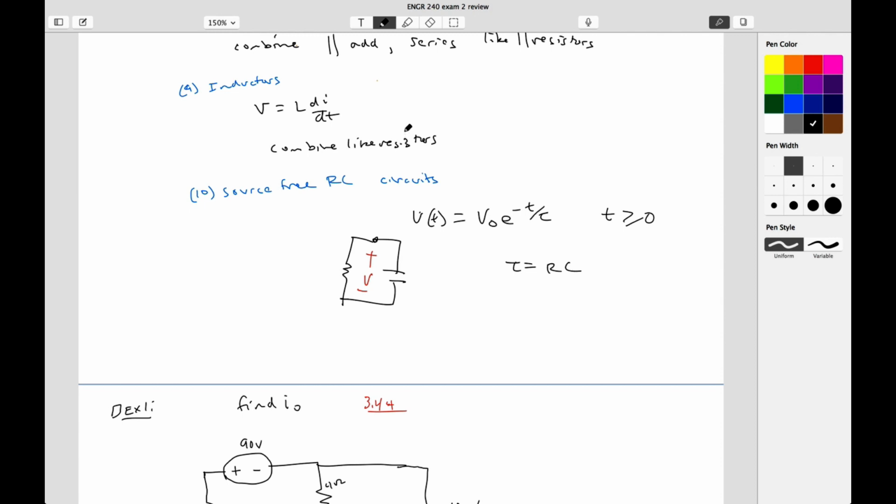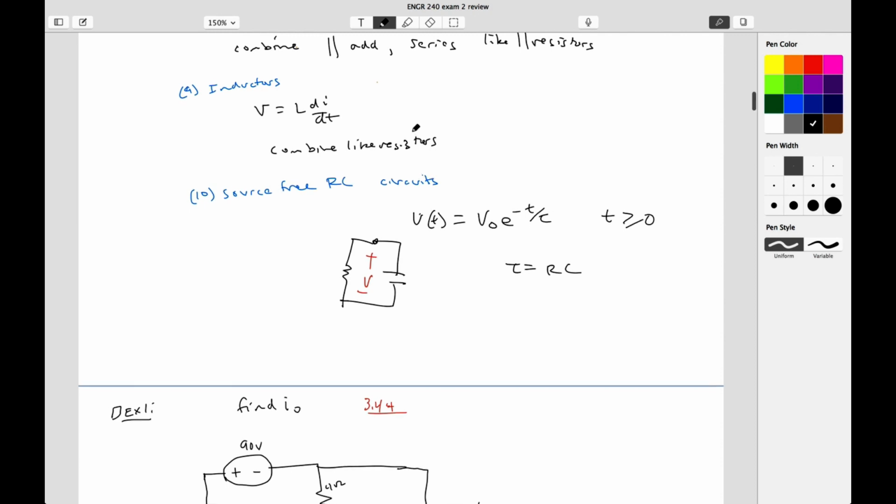So those are the topics that are covered on the second exam. The only one that you can ignore for your studying is the delta Y.